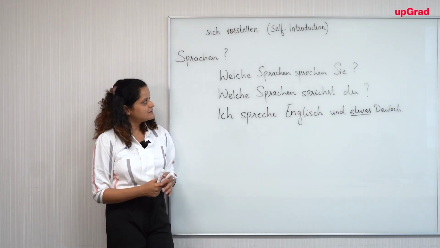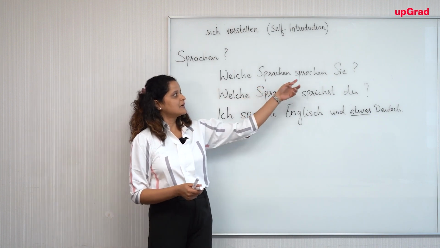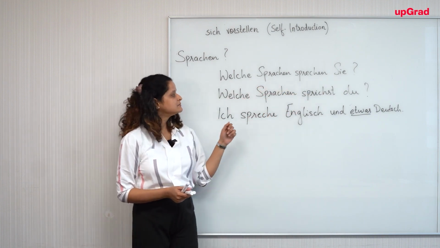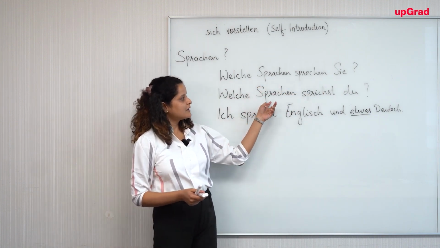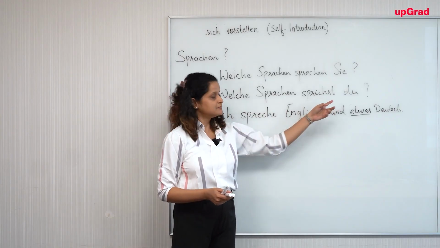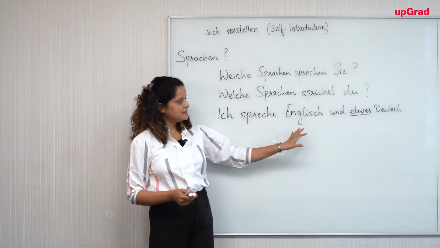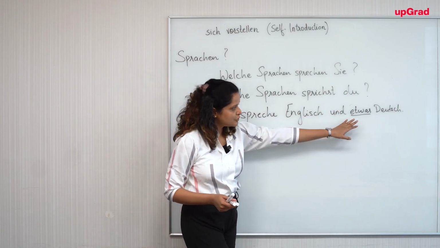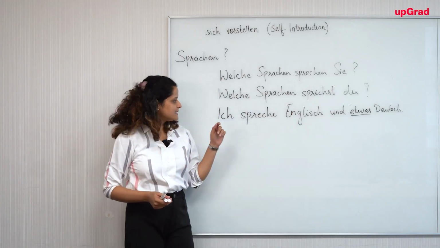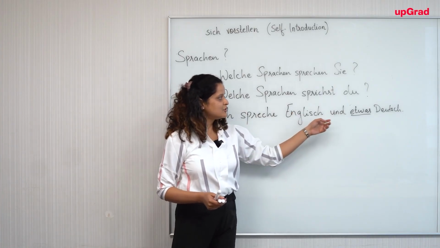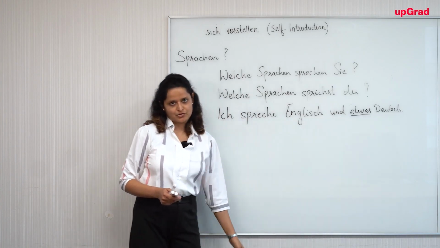So we'll repeat this. Welche Sprachen sprechen Sie? Welche Sprachen sprichst du? Ich spreche Englisch und Deutsch. Or you can say, ich spreche Englisch und etwas Deutsch.